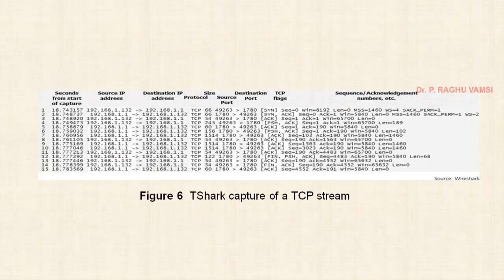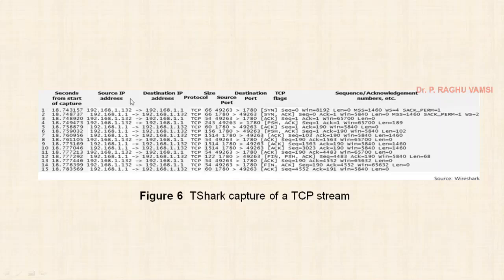Here is a simple example of a TShark capture on a TCP stream. TShark and Wireshark are the same type; all use PCAP as the base packet capture program, and only the user interfaces and such are different. In packet sniffing tools, you can choose whatever fields you want. Here the fields selected are the sequence number of the captured packets, seconds from the start of the capture, source IP, destination IP, protocol, size of the packet, source port, destination port, and the flag type.